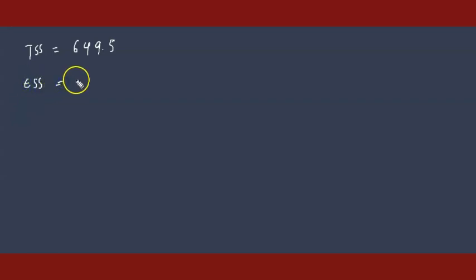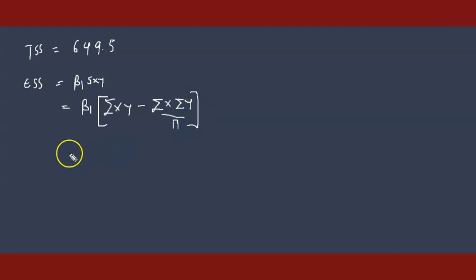So ESS is given by beta 1 multiplied by SXY like that. So this is just the same as beta 1 multiplying this summation of xy minus summation of x, summation of y over n, then everything like that. I was supposed to write y as well there. So the next thing is just to plug in what we got.